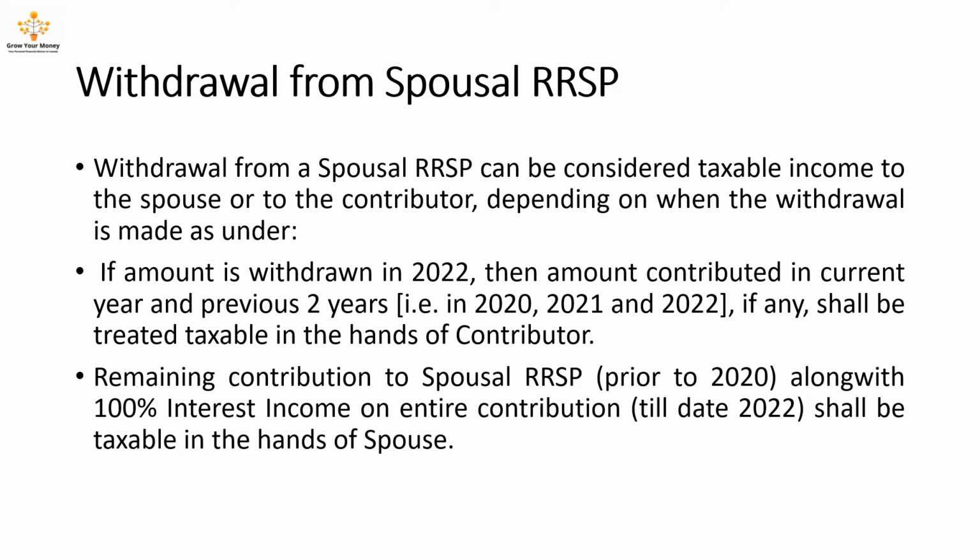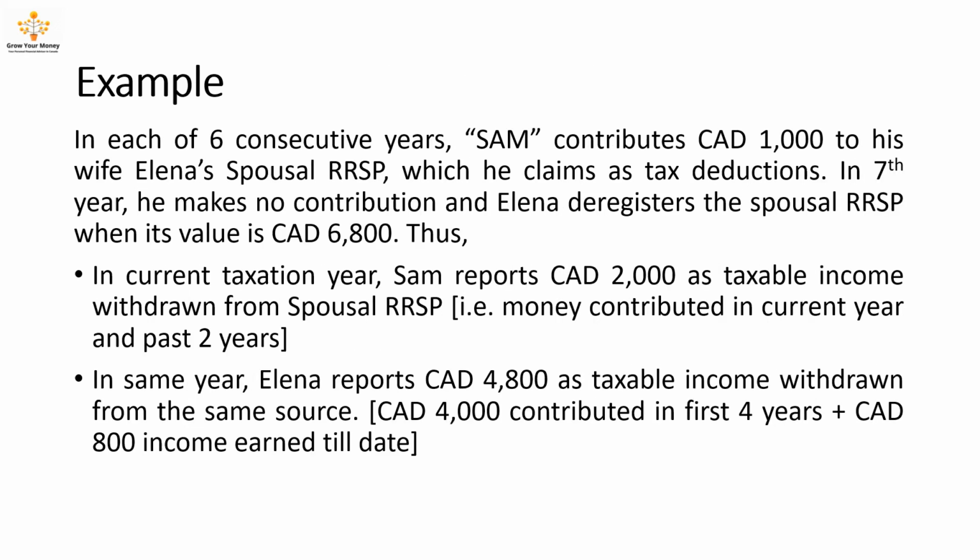So in case your spouse has less income, it is always recommended that you deposit your RRSP contribution in the name of your spouse, so that at the time of withdrawal your spouse would be in a lower tax bracket and there would be less tax liability on your spouse. Let us understand this concept of withdrawal from a spousal RRSP with the help of an example.